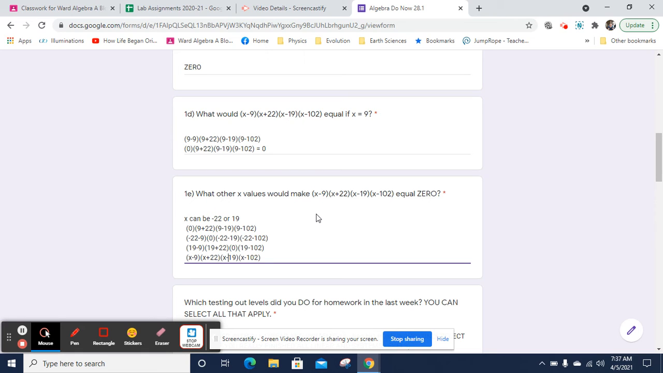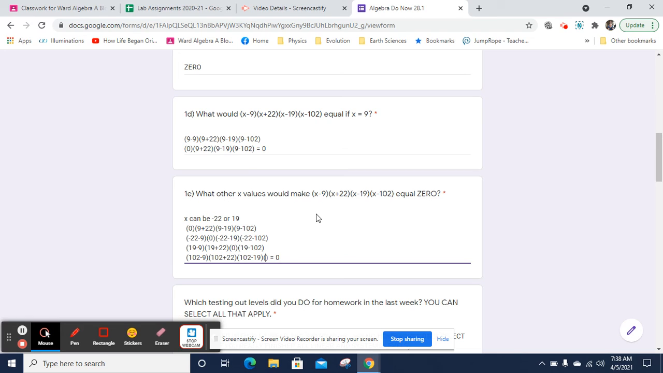So let's look through here. We've already worked out what would make all of these equal to 0, each one. What would make x minus 102 equal 0? Well, if x was 102, then x minus 102 would be 0. So it doesn't matter what 102 minus 19 is. It doesn't matter what 102 plus 22 is. It doesn't matter what 102 minus 9 is because 102 minus 102 over here is 0. And if anything is multiplied by 0, that's going to be 0.